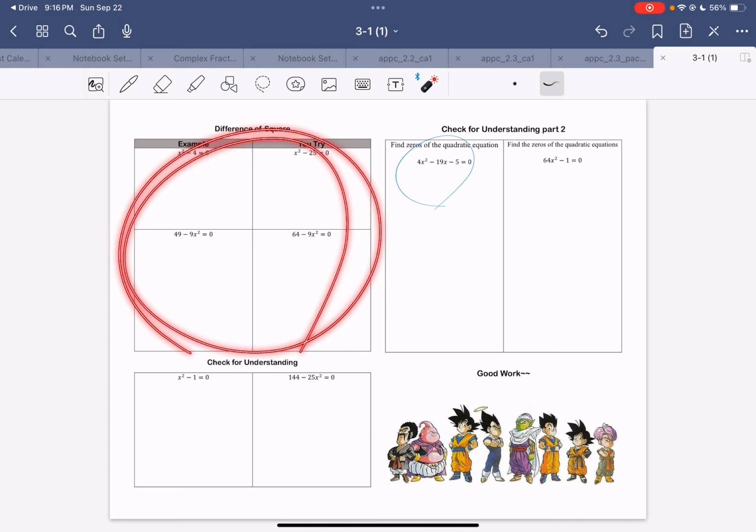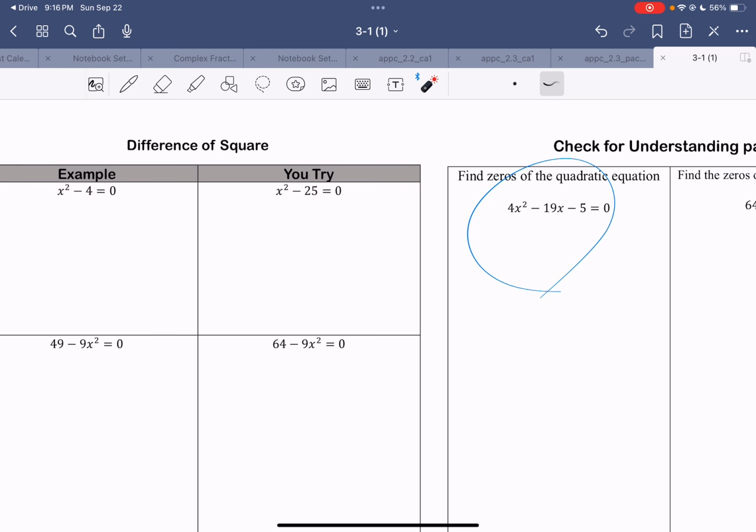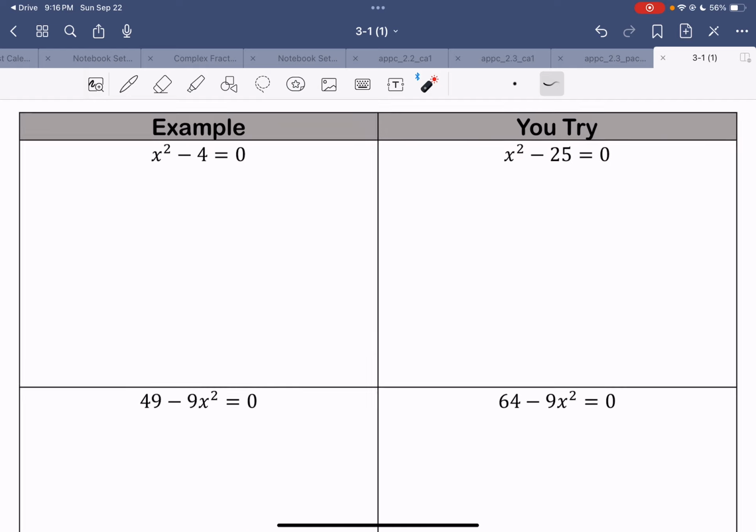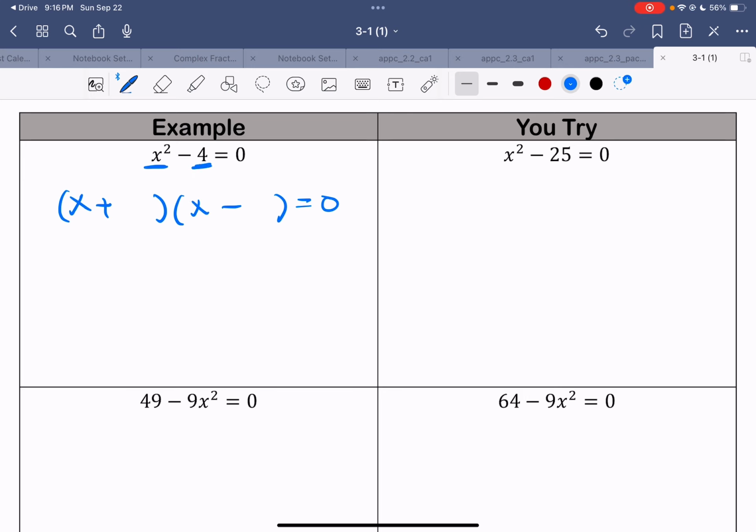Now, what about this? What is this? Do you see, unlike here, you have only 2 terms? It's very simple. What you have to do is you just set up 2 parentheses. Your sign is going to be always positive, negative. And what you have to do is follow the square root of each number. What gives you x squared? X times x. What gives you 4? 2 times 2. That's it. So you get x equals negative 2, x equals positive 2.